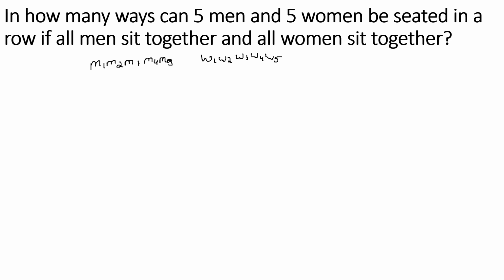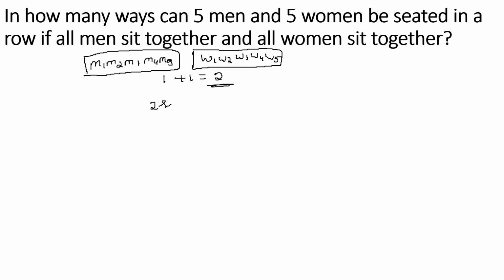Now, since all the men have to be together, we can keep them as a bundle here. Again, all the women should be sitting together, so make them as one bundle here. So we have one set of men, one set of women. So we have a total of 2 sets, right? So 2 sets can be arranged in 2 factorial ways.